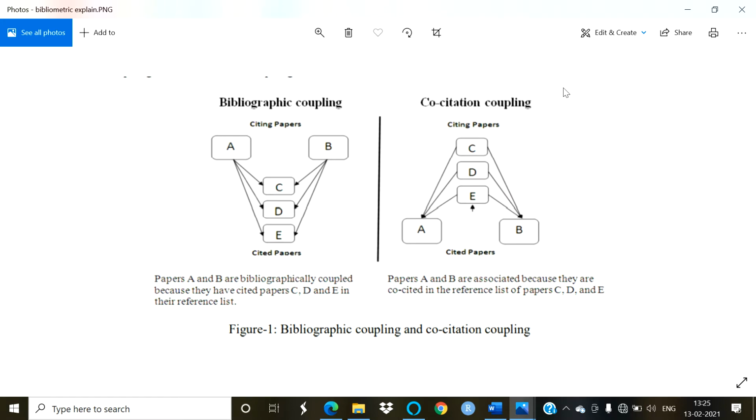Suppose I am going to write a paper on a commodity market, or a paper on event study, and I have used two or more papers to explain the concept of event study in my paper simultaneously. Then the relationship between those two or more papers is called co-citation coupling. Suppose here C is writing a paper and C uses the citation of papers A and B to clarify the concept or to use the reference of those papers.